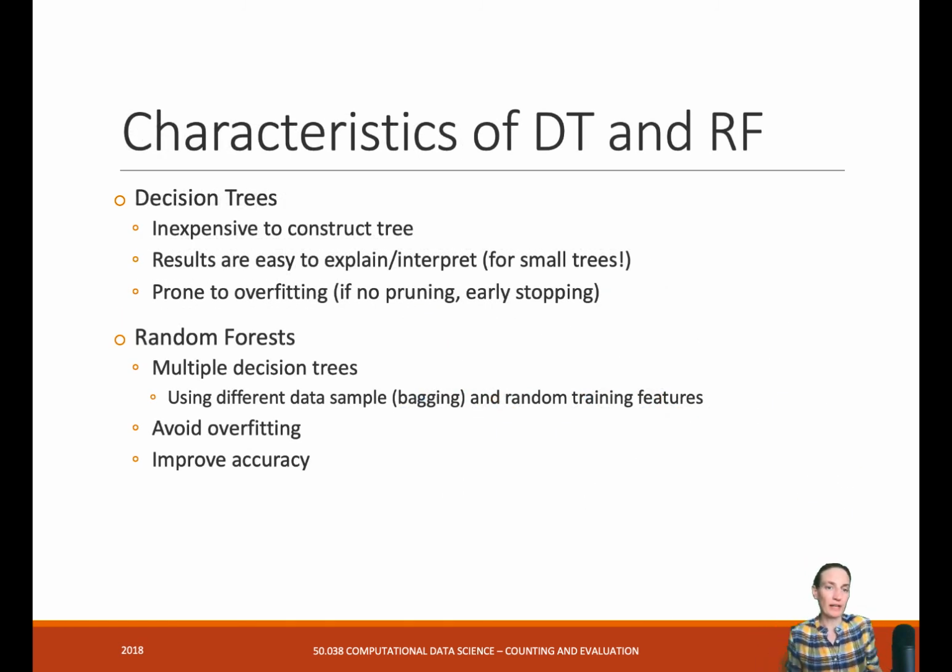So what are some of the characteristics of decision trees versus random forest? Decision trees are inexpensive to construct. The results are easy to interpret, at least for small trees, but they're prone to overfitting if you're not doing pruning or early stopping. Random forests, which combine multiple decision trees, will use different data samples, this bagging, right, and random training features. Random forest avoids overfitting due to this whole feature sampling, and they will improve the accuracy because it's an ensemble method. Okay.